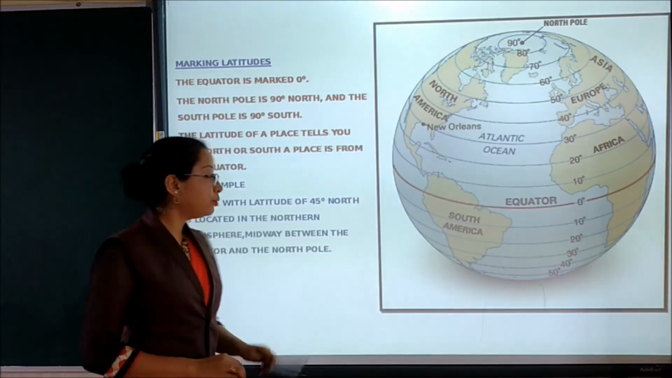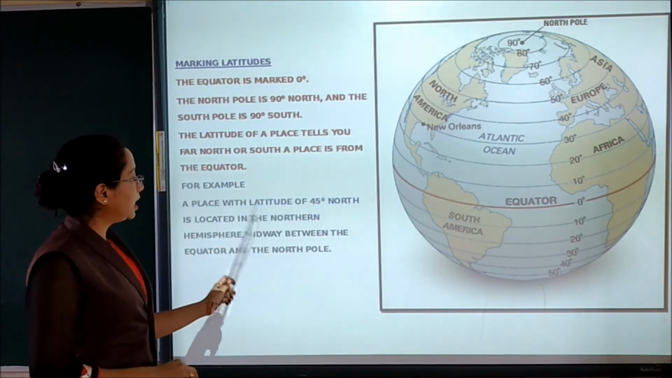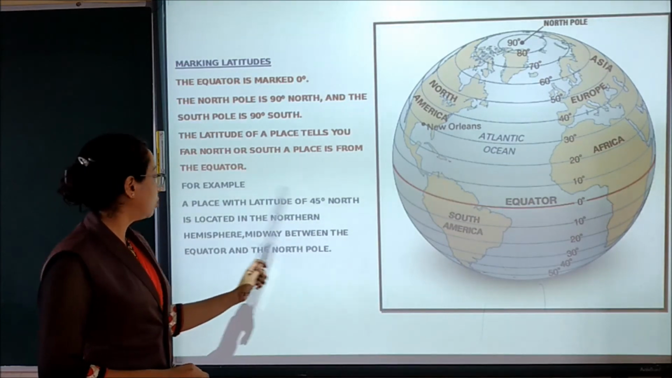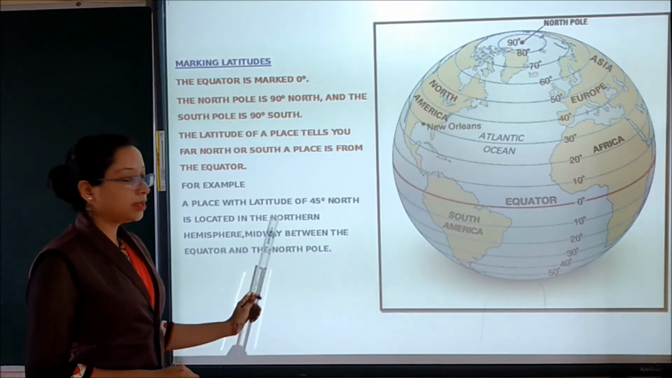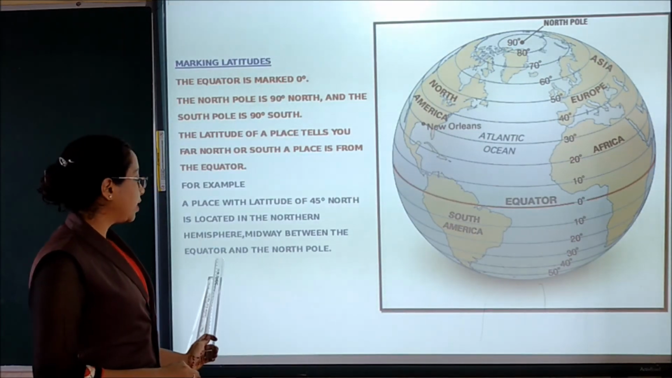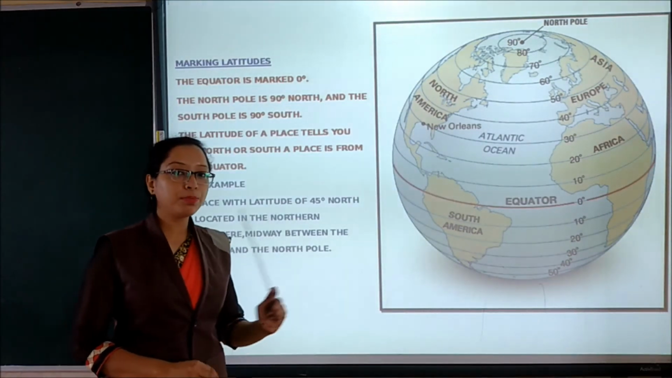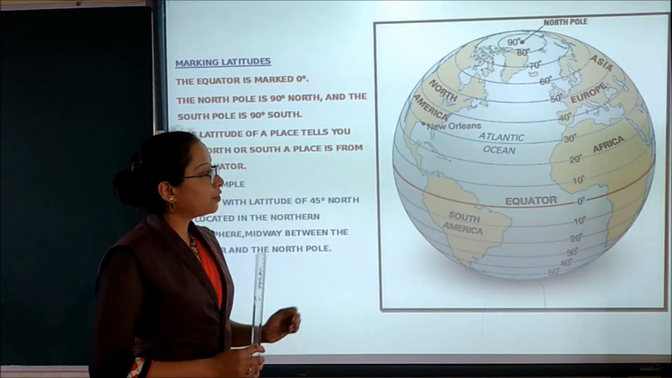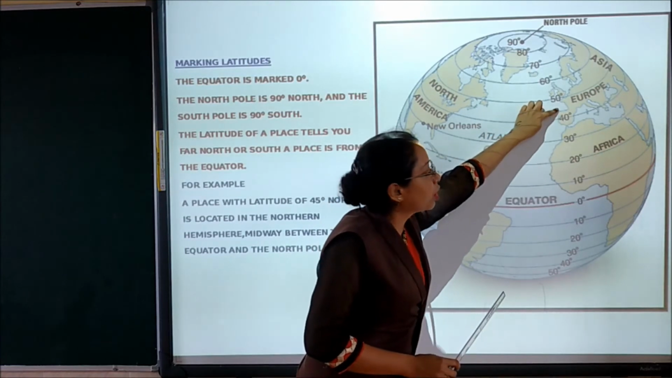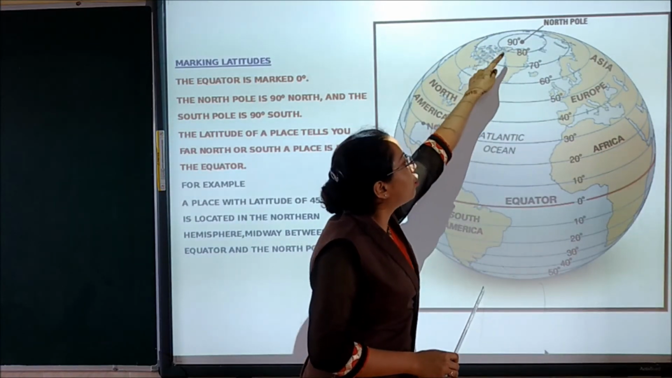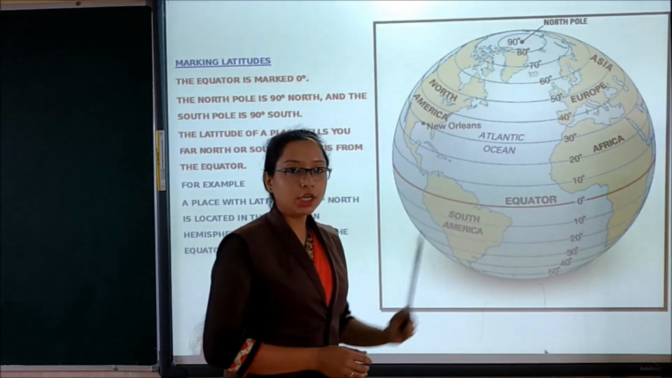For example, a place with a latitude of 45 degrees north is located in the northern hemisphere, midway between the equator and the north pole. Now, if a place has a latitude of 45 degrees, it will be here, between the north pole and the equator.